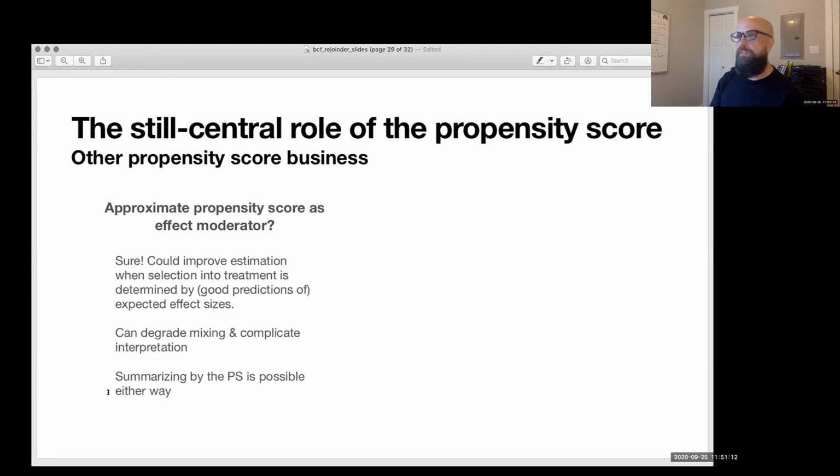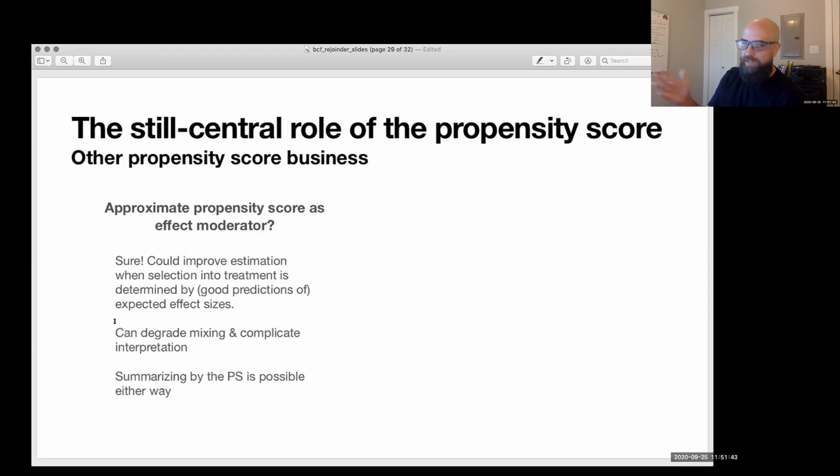So just a couple of other propensity score comments, questions that came up. Stefan raised the question of the approximate or the actual propensity score as a treatment effect moderator. I think including an estimated propensity score in tau in the BCF parameterization makes a ton of sense, right? It definitely could improve estimation when selection into treatment is determined by what people think their individual treatment effects are going to be. The reason that we don't do it in BCF is that it can actually degrade the mixing when you're trying to sample from the posterior for tau.